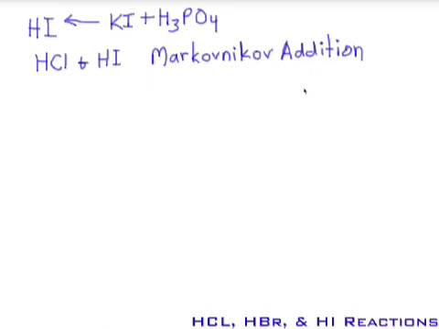What's Markovnikov addition again? It's the addition of H plus to the carbon of the double bond that has the most hydrogens. And you only get that. HCl and HI give Markovnikov addition only. But HBr doesn't do that.